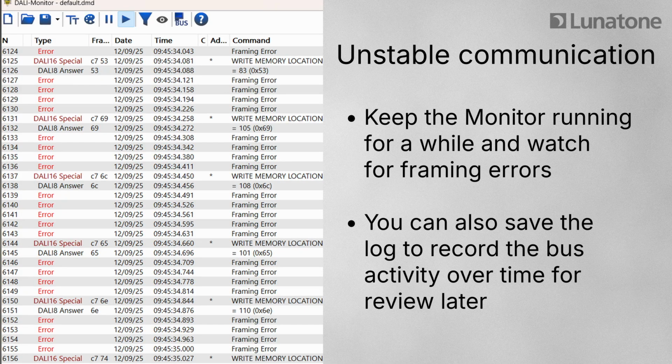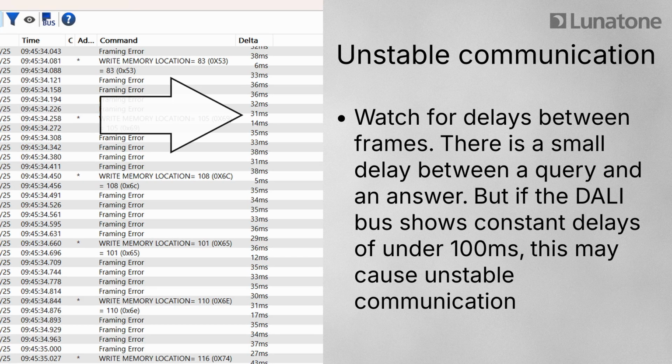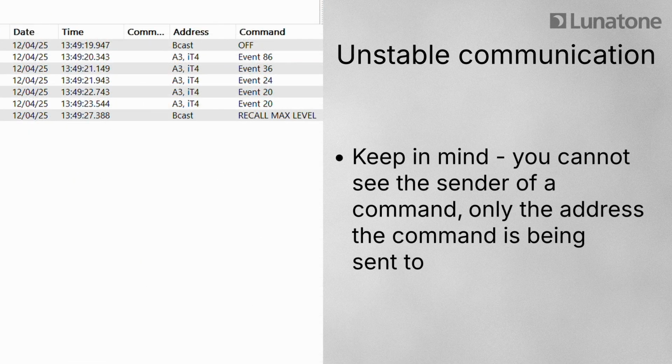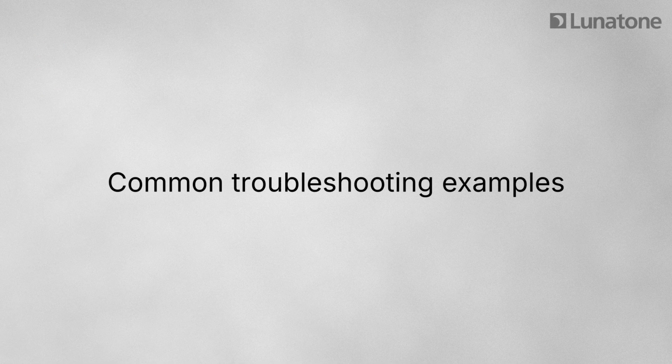Unstable communication troubleshooting. If you suspect unstable communication, keep the monitor running for a while and watch for framing errors. You can also save the log to record the bus activity over time for review later, which is very useful for tracking intermittent issues. Watch out for delays between frames. While there should be a small delay between a query and an answer, if the DALI bus shows constant communications with small delays, this might also cause unstable communication for other control devices. Keep in mind, in DALI, you cannot see which device has sent a command, only the address the command is sent to.